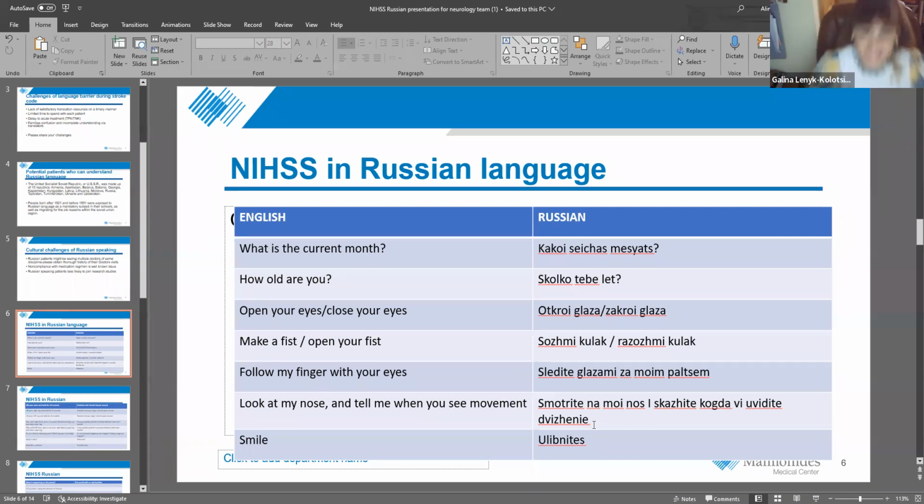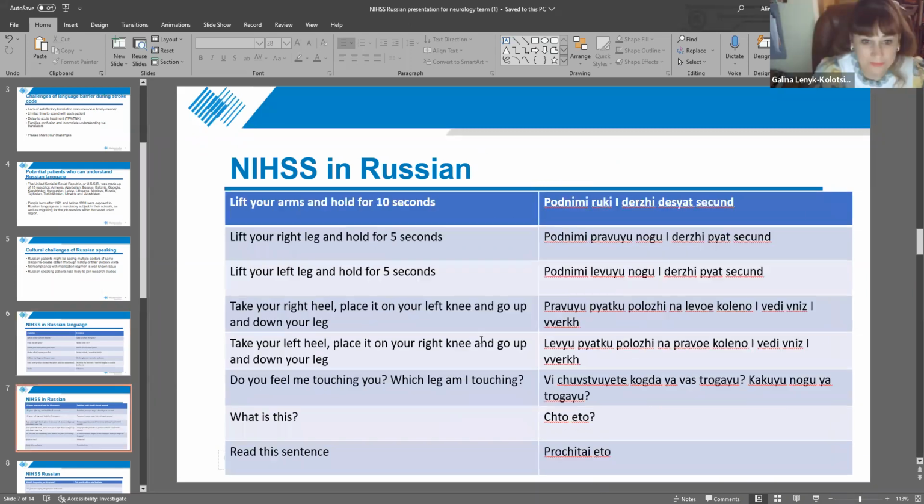You did it. Okay. Smile, it's going to be ulibnitis. All my coworkers know smile. They say smile, so it's ulibnitis. Who wants to try it? Liz, how about you? Try it. Ulibnitis. Very well. Okay.